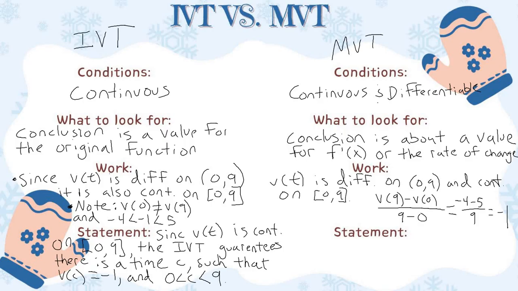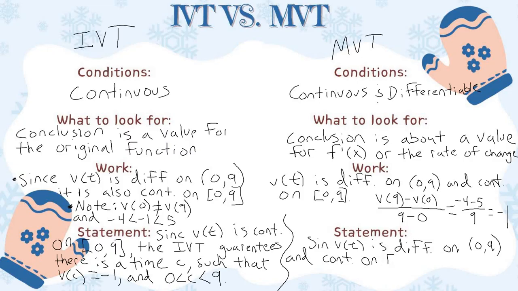So basically what we can say then is since V of t is differentiable on open interval 0 to 9 and continuous on closed interval 0 to 9, there must be a C such that A of C equals -1 and 0 is less than C is less than 9. There we go.